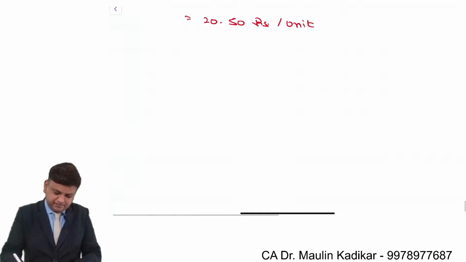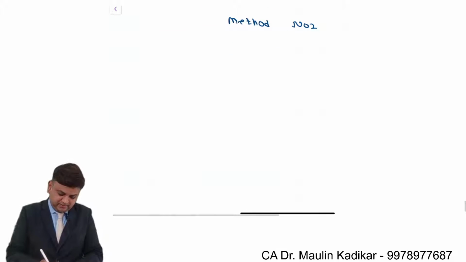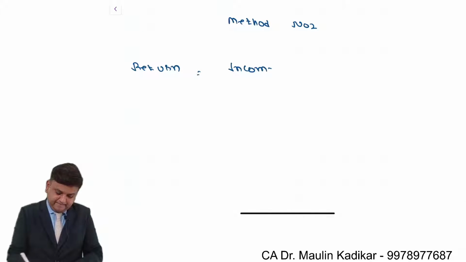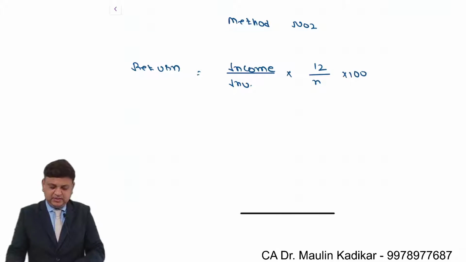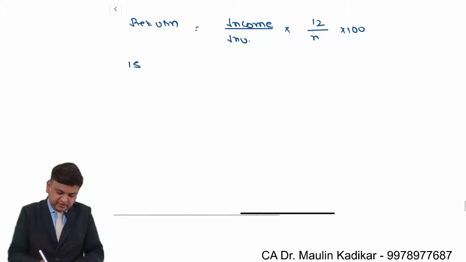Method number 2. Now the same answer can be done with the other method also. Let us see how we can do it. It is again the return is equal to income upon investment into 12 divided by n into 100. This is the way we have the formula. Return is 153.33.